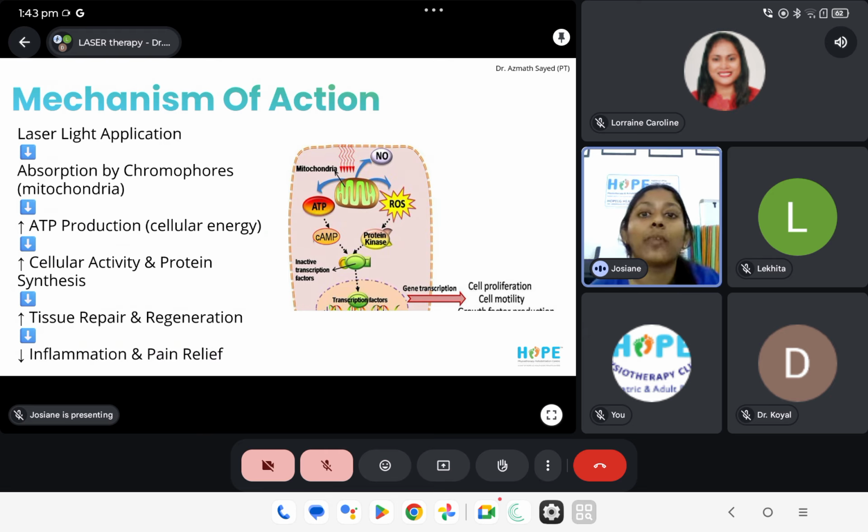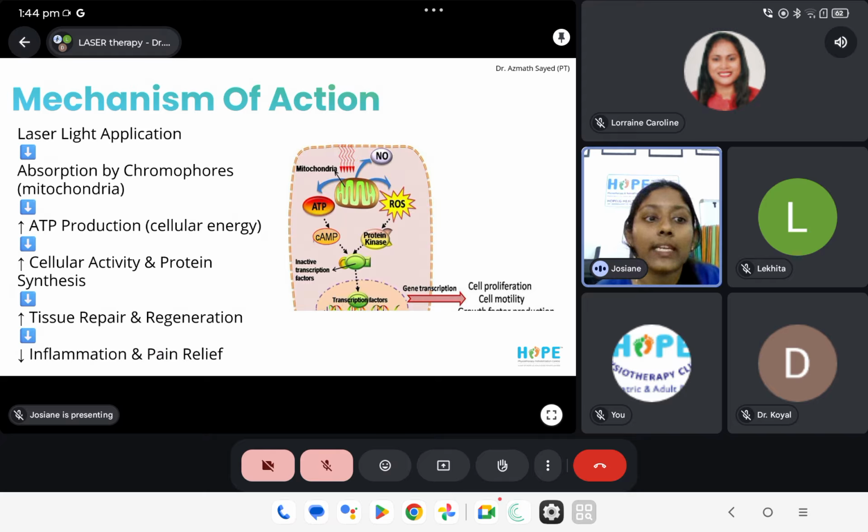When we apply laser light to the targeted area, the chromophores in the mitochondria absorb this laser light, which results in an increase in ATP production, and therefore cellular activity and protein synthesis also increase. This helps in increasing tissue repair and regeneration. Therefore, inflammation and pain are decreased. So this is the mechanism of action.